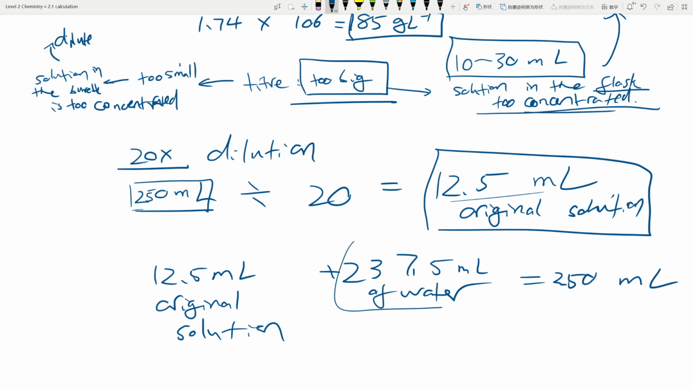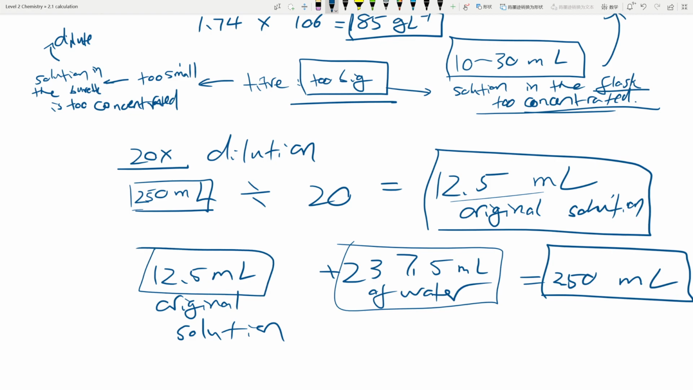Do I have to measure the water? Not really. You should have used a volumetric flask by now. So you literally just measure 12.5 mils of the original solution and pour it into the flask. This is your little ring up here. So you just keep adding water until the meniscus reaches the ring, and that's your solution. That's 20 times diluted.